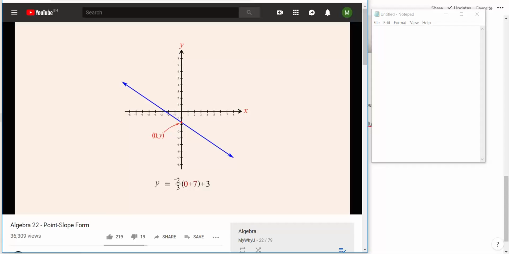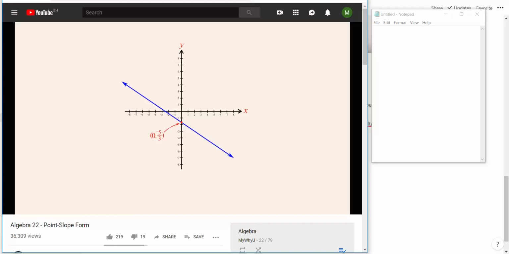Completing the arithmetic, we add 0 plus 7 to get 7, and multiply negative 2/3 times 7, which gives us negative 14/3. We can then write 3 as 9/3, and add negative 14/3 to 9/3 to get negative 5/3. So the point on the graph with an x-coordinate of 0 must have a y-coordinate of negative 5/3. The y-intercept is therefore 0, negative 5/3.